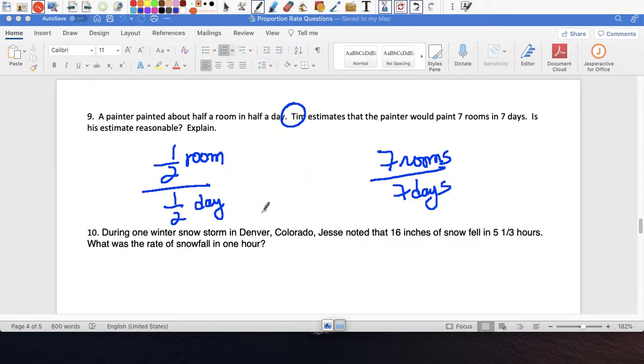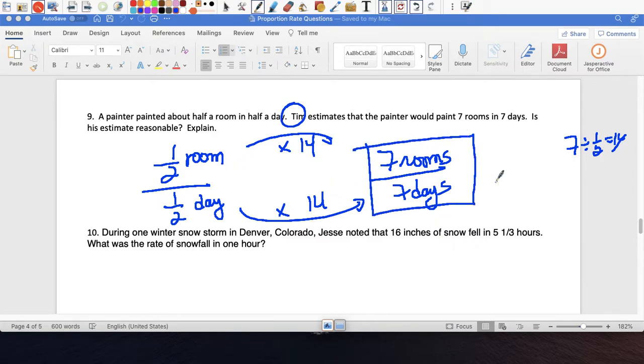Well, in order for this to be proportional, we've got to multiply the top and the bottom by the same multiplier. So if we divide 7 by half, we get 14. So 7 divided by half is 14. This 7 divided by half is also 14. Guess what? It's proportional. So if it's proportional, can he paint 7 rooms in 7 days? Yes, he can.